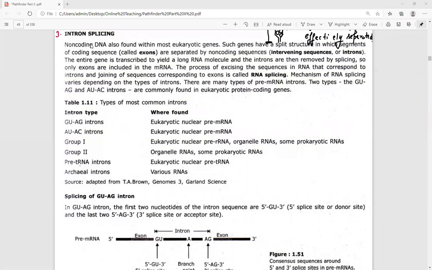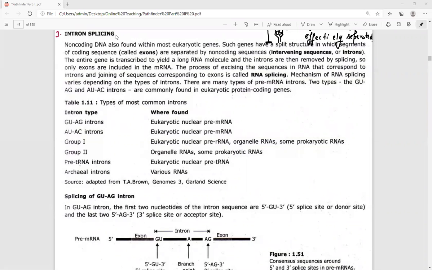In this video tutorial, we will be talking about the process of intron splicing. What is intron splicing and how does it take place? Which proteins are involved in intron splicing? And in what manner does intron splicing take place in a cell?